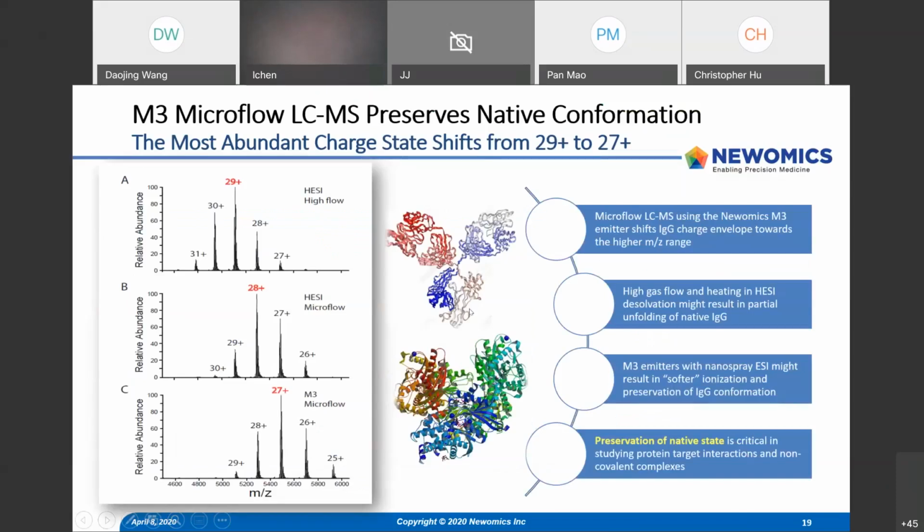Now, the other side effect we found using our microflow M3 emitter is actually very important when you do native MS, because you want to maintain your protein in the folded or native state so that you can preserve the protein-protein interactions, protein machineries. Over the overall proteomics, the overall omics program that we have. And when we really think about the omics vertical market, we think about four programs.